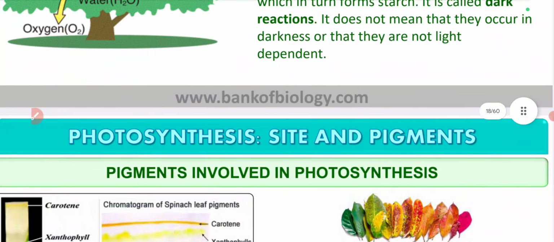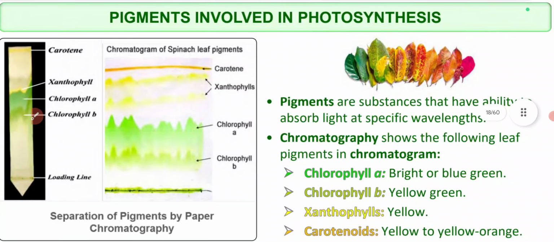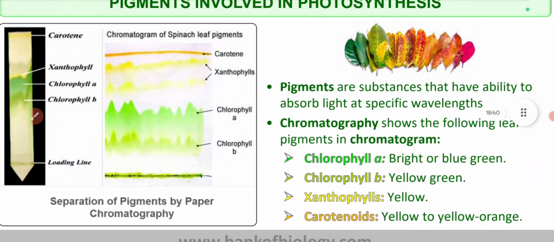Now, some pigments that are involved in photosynthesis. Pigments are substances that have the ability to absorb light at specific wavelengths. Chromatography shows the following leaf pigments in a chromatogram. Chlorophyll a, bright or blue-green, as you can see in this diagram. Chlorophyll b, yellow-green. Xanthophylls, yellow. Carotenoids, yellow to yellow-orange. These are the colors shown by the chromatogram.